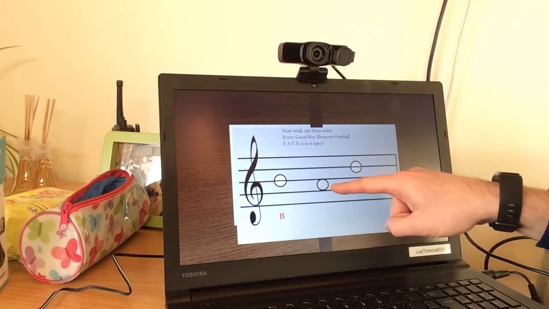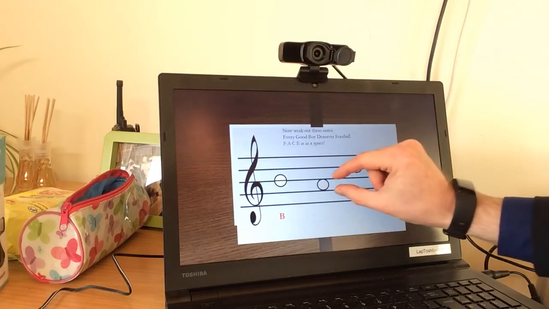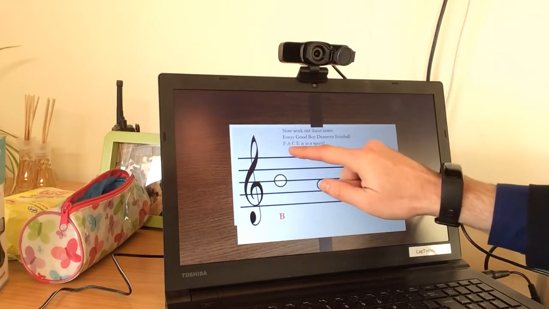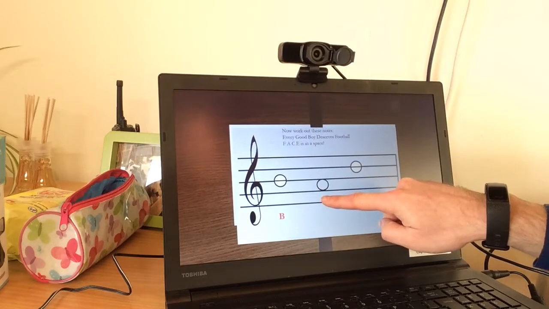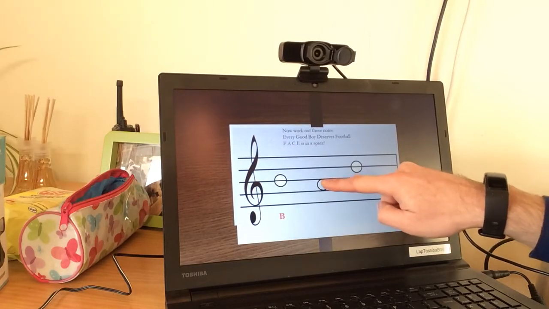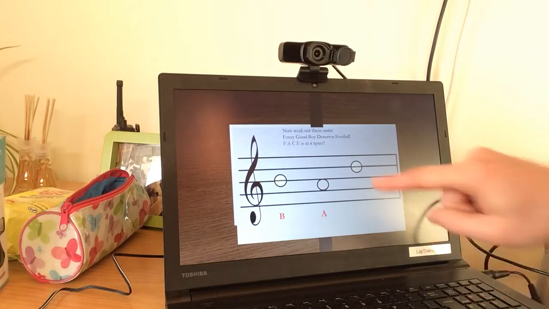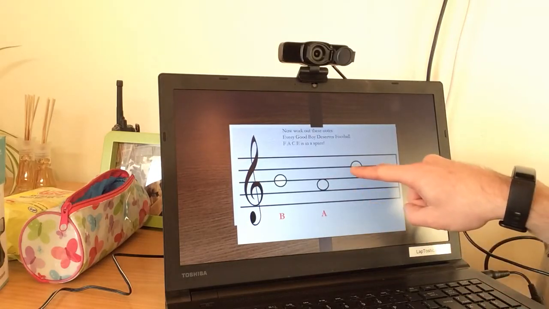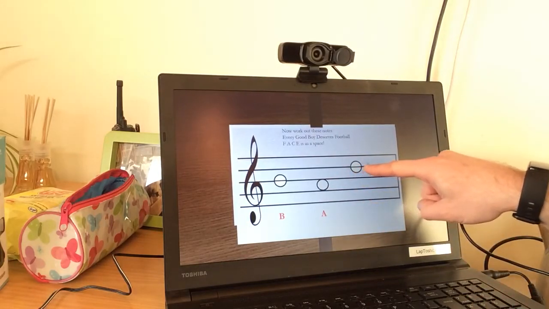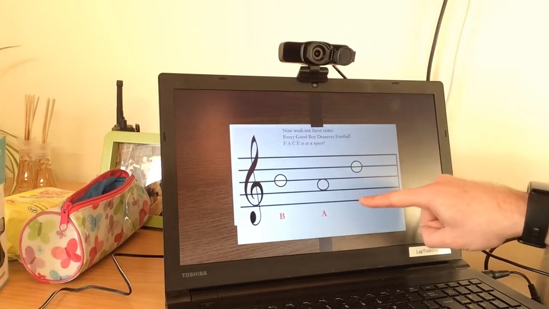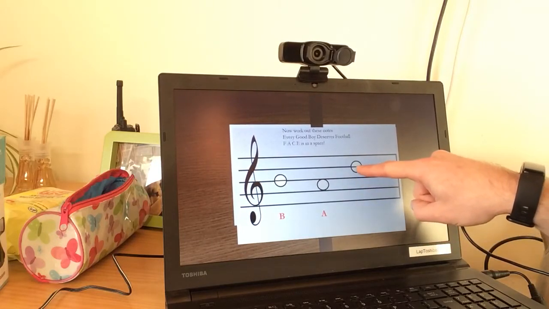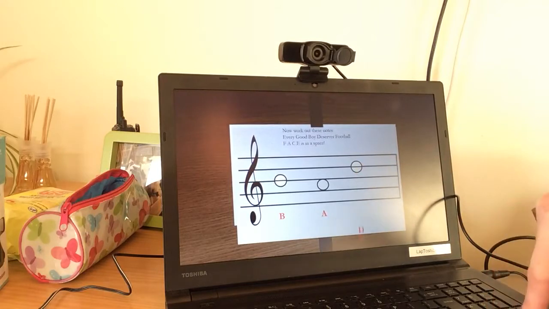So I'm looking for a line. There is no line in the middle of that note. It's inside the space. So I use FACE. F, A. It's in the second space. F, A. So that's got to be an A. And then, again, we're looking, there's a line in the middle. So we're back to Every Good Boy Deserves Football. Every Good Boy Deserves. So that is a D, for bad.